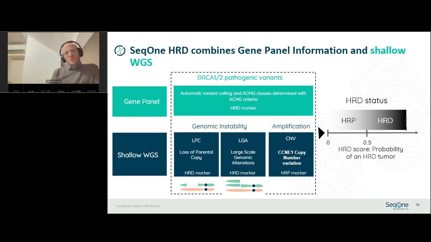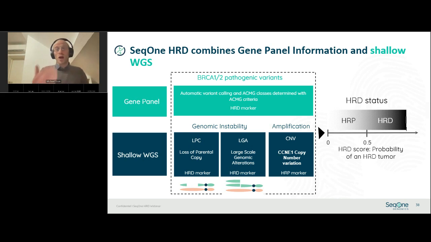If the patient has a BRCA1 or BRCA2 pathogenic mutation, it's HRD, and otherwise we have to go through shallow whole genome sequencing. In the shallow whole genome sequencing, we use three features. The first one is we count the number of times there is a loss of parental copy. In this slide, there is an example in which there is one loss of parental copy, so a ploidy that goes from 2 to 1 in one particular region.